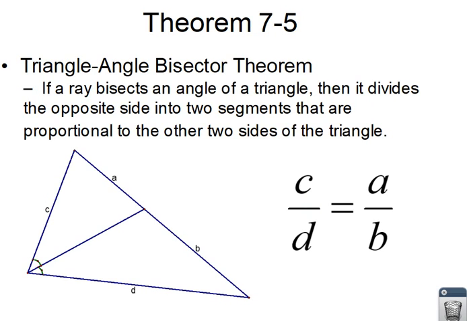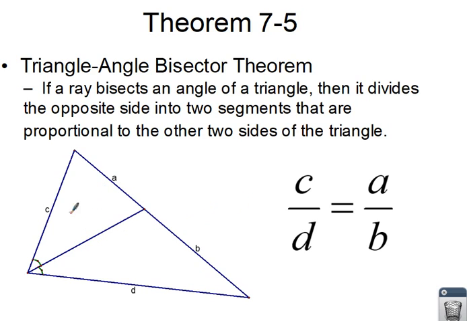Alright, triangle angle bisector theorem. So if a ray bisects an angle of a triangle, so down here on that bottom corner, you notice those angles are congruent. So the line going through the middle is a bisector. Then it divides the opposite side into two segments that are proportional to the other two sides of the triangle.